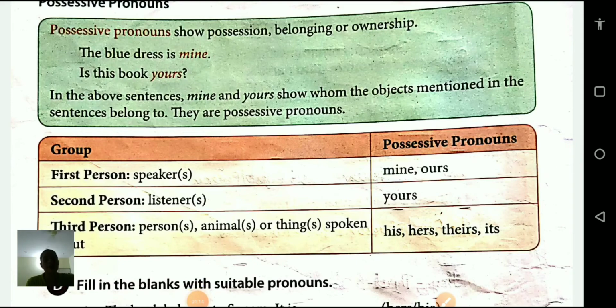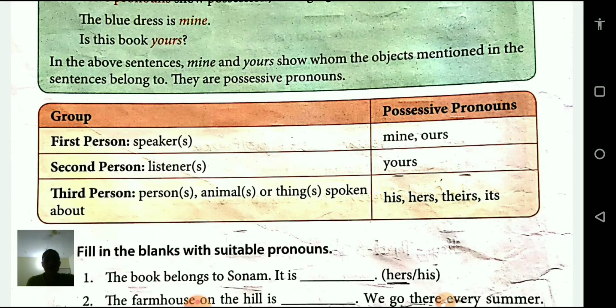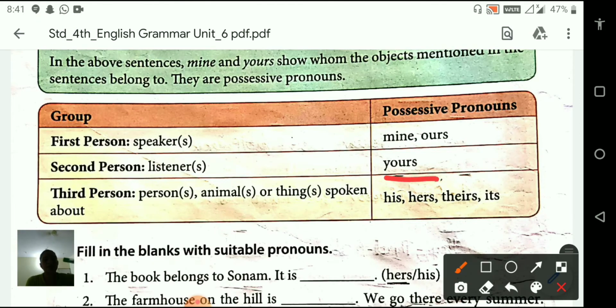First person, speakers, the one who speaks. For the speakers we use mine and ours. Now for second person, listeners, the one who is listening, that is yours. Now for third person, persons, animals or things spoken about, which we are talking about, we use his, hers, theirs and its.